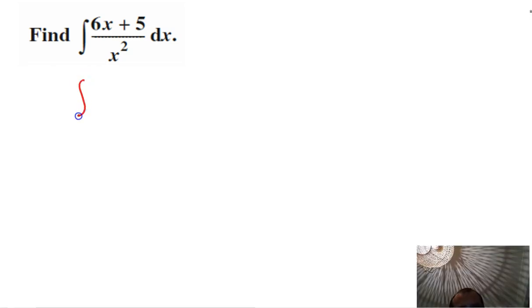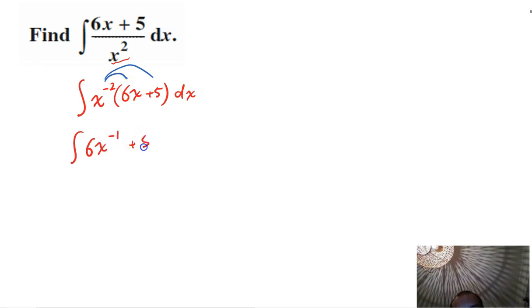So I'm going to write it again, but this time I'm going to move that x squared to the top. When I move it to the top, it becomes x to the negative 2, and I'm going to multiply it by 6x plus 5. I still haven't integrated it, so I still need the integral sign with respect to x. Now, if I expand those brackets, x to the negative 2 times x to the 1 is going to be x to the negative 1. So I'm going to get 6x to the negative 1, and x to the negative 2 times 5 gives 5x to the negative 2, with respect to x.